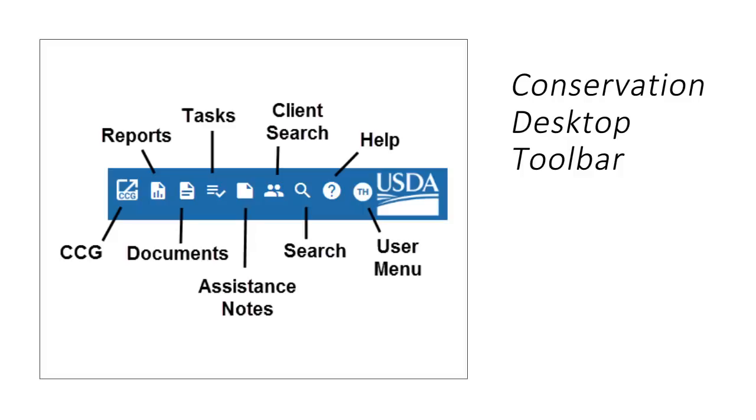The Search tool allows the user to search for and open a case file, practice schedule, or agreement. The Search Case Files and Agreement screen also provides links to Protrax, Fund Manager, and FA Tracker. The Help tool opens the Conservation Desktop Comprehensive Users Manual in a separate browser window. And the User Menu tool provides options to open user preferences, open data configuration tools, view the current CD version number, and log out of Conservation Desktop.